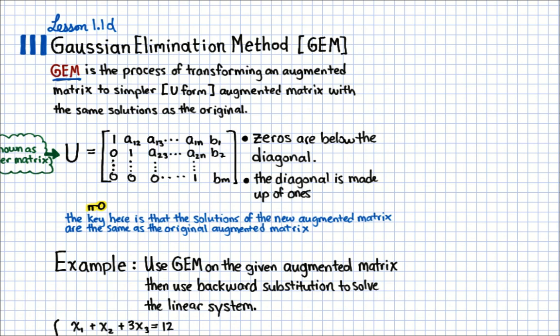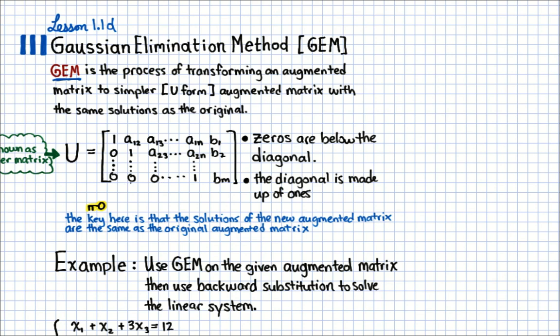And so this is how a U-form augmented matrix will work. Understanding, of course, that the number of columns might not match the number of rows. But what we try to do is get as much of the diagonal as possible as ones, and anything below that diagonal to be a zero. That's called an upper matrix.